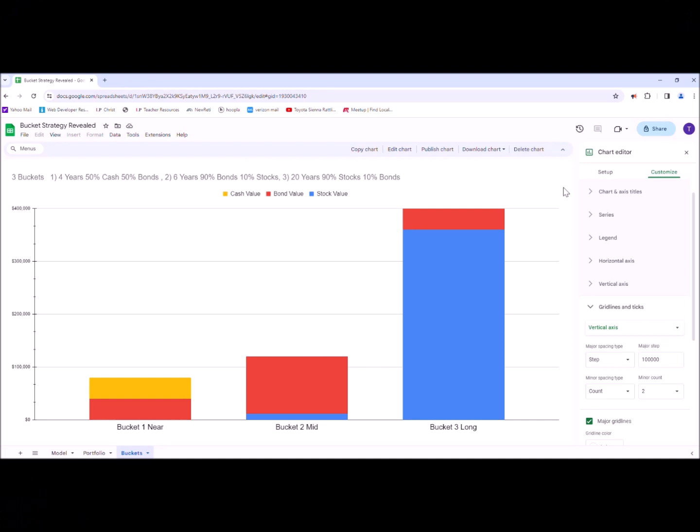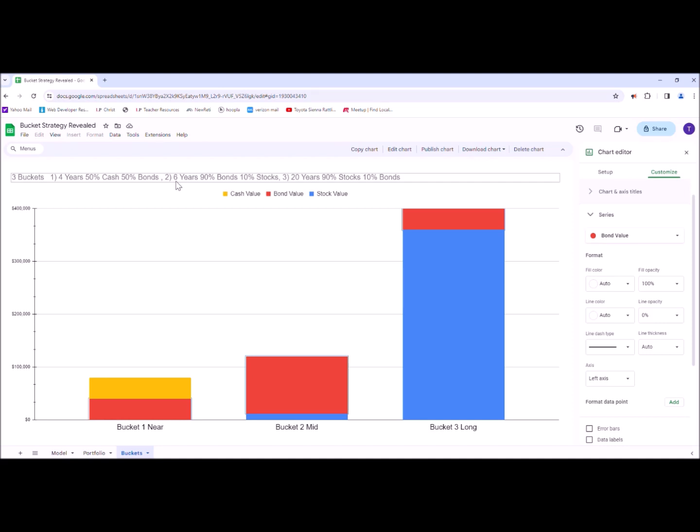I created a spreadsheet in Google Sheets, and we're going to walk through that right now. I have modeled a bucket strategy. It's a 3 bucket strategy, and you could do this with any number of buckets. You could do 2 buckets, which would be a barbell, or you could do 4 or 5, etc. In my case, it's just 3 buckets. So we have the first bucket, which is our near-term money. I've made it 4 years and made it 50% cash, 50% bonds. And here it is graphically.